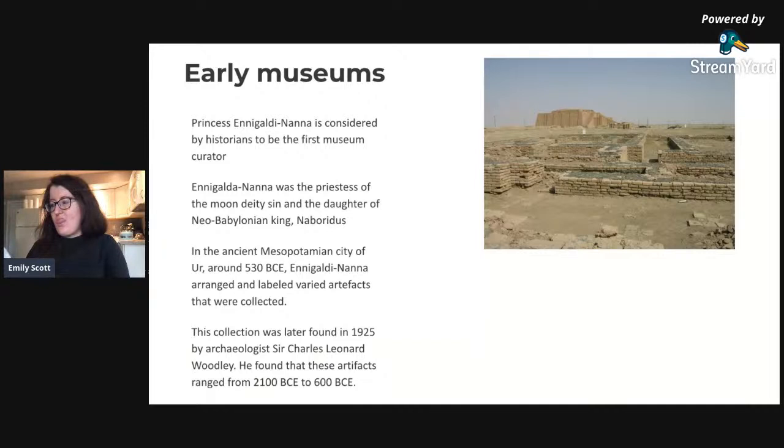The aim of this museum seems to be that these objects were for educational purposes. Maybe people looking at these objects wouldn't have thought about grouping these objects this way. So Ennigaldi-Nanna was taking the liberty of doing that for people who went to see these objects. And again, we're seeing categorizing to tell a story. Ennigaldi-Nanna obviously had a specific purpose in grouping these objects together, and she obviously thought a lot about what she was doing with these objects, and I think that's really cool.